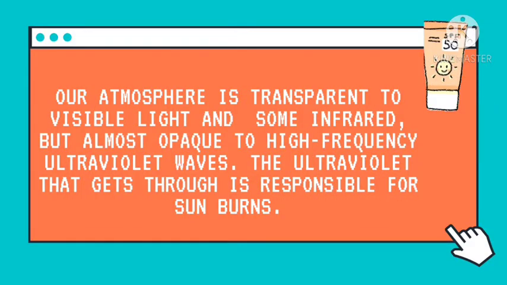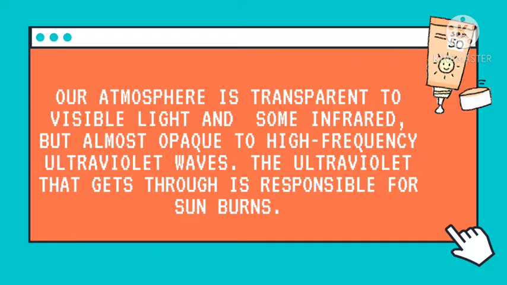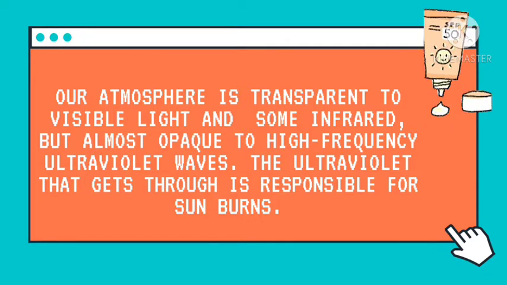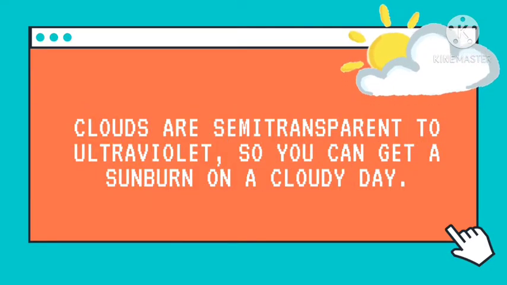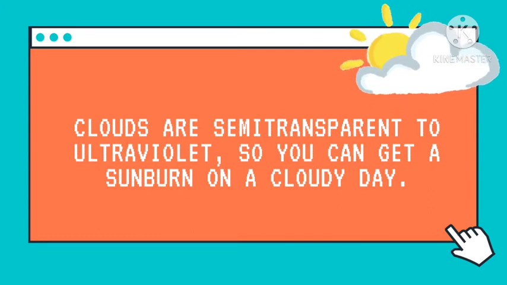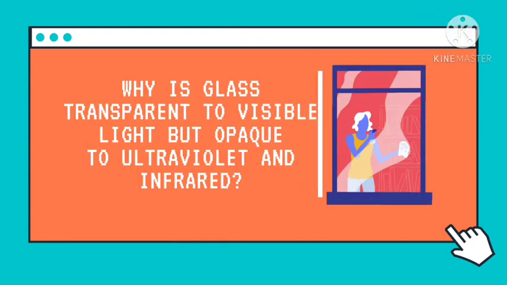Our atmosphere is transparent to visible light and some infrared, but almost opaque to high-frequency ultraviolet waves. The ultraviolet that gets through is responsible for sunburns. Clouds are semi-transparent to ultraviolet, so you can get a sunburn on a cloudy day. Ultraviolet also reflects from sand and water, so you can sometimes get a sunburn while in the shade of a beach umbrella. Why is glass transparent to visible light but opaque to ultraviolet and infrared?